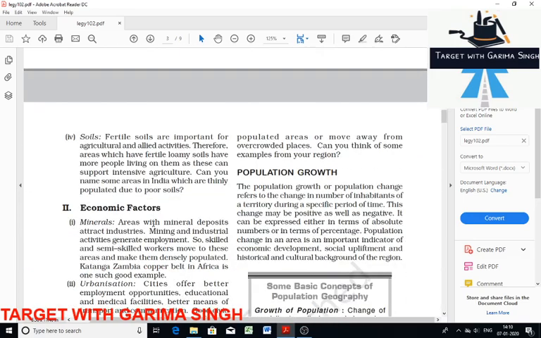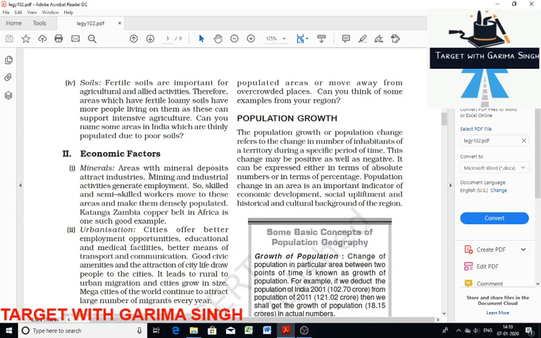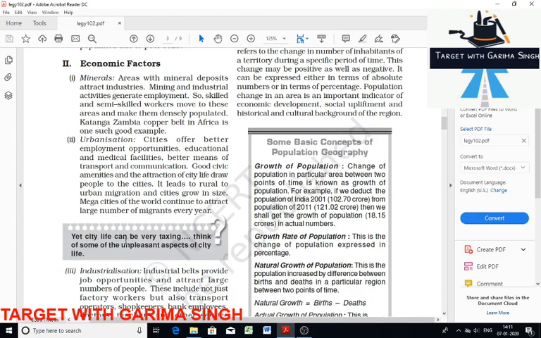Now we will discuss economic factors. Places having employment opportunities like mineral rich areas, industrial units, urban centers have enough concentration of population. Some economic factors are industrialization: industry provides job opportunities and attracts a large number of people. Then minerals: mineral deposits attract industries, and mining and industrial activity generate employment. Then urbanization: good civic amenities and attraction of city life draw people to the cities. These are the economic factors: industrialization, minerals and urbanization.